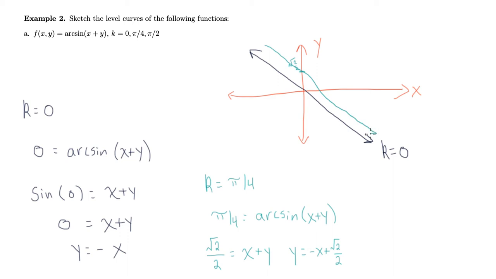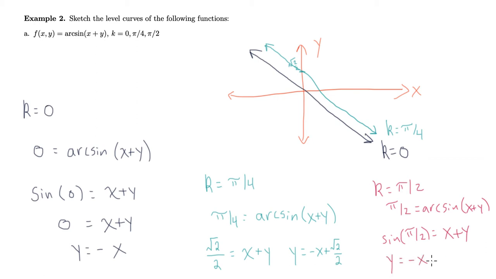It's parallel, my drawing doesn't really look like that, but it should be parallel to this line. So this corresponds to k being pi over 4, or outputs of my function that all give me pi over 4. And I can do something similar with pi over 2. So if k is pi over 2, I have pi over 2 equals arc sine of x plus y, or sine pi over 2 equals x plus y, but sine of pi over 2 is 1. So if I solve, I get y is equal to negative x plus 1.